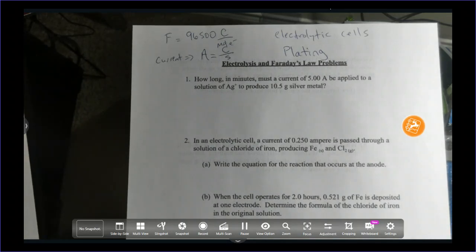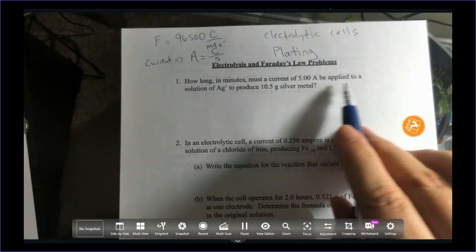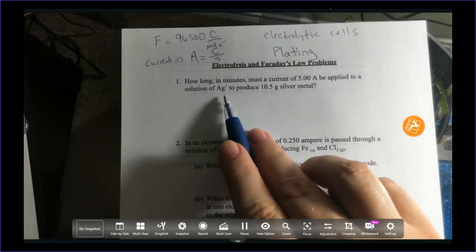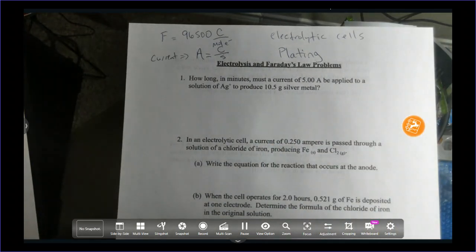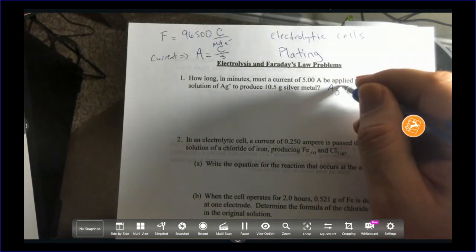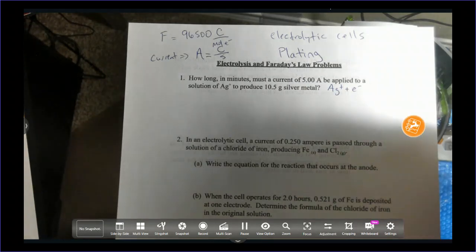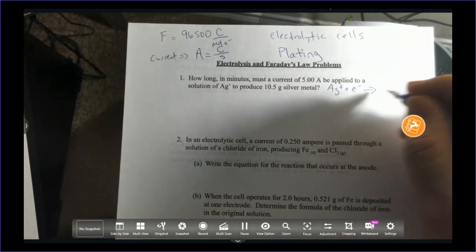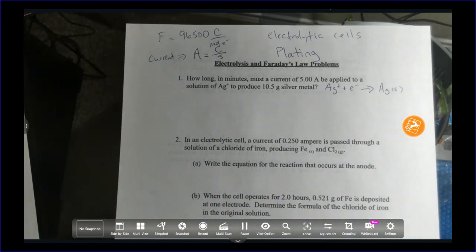You'll see this is a pretty straightforward problem. How long in minutes must a current of 5 amps be applied to a solution of silver ions to produce 10.5 grams of silver metal? So first things first, let's look at the reaction. We're taking silver, we're going to pump electricity into it, so there are my electrons, and we're reducing it to silver metal. A very simple reduction here.